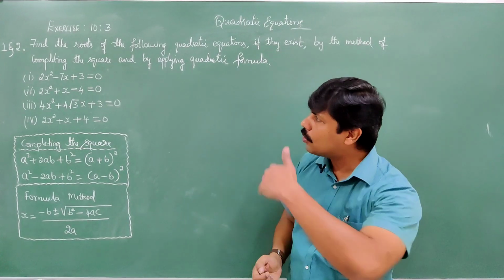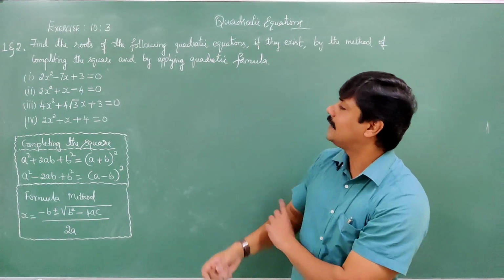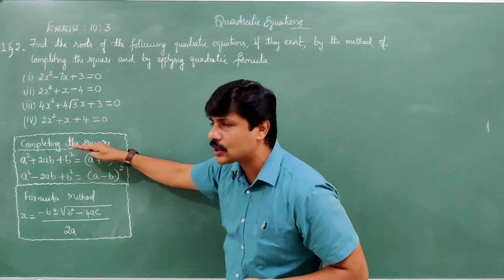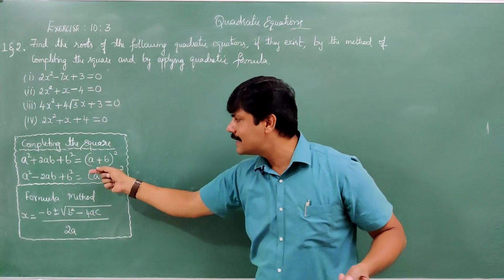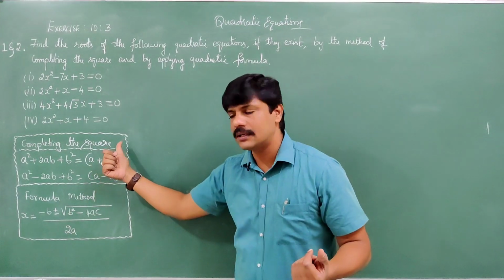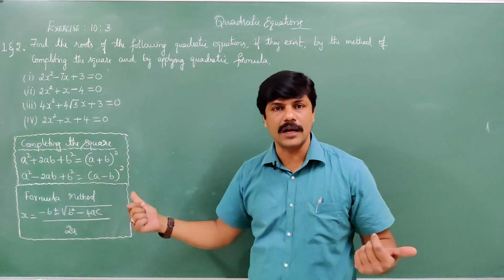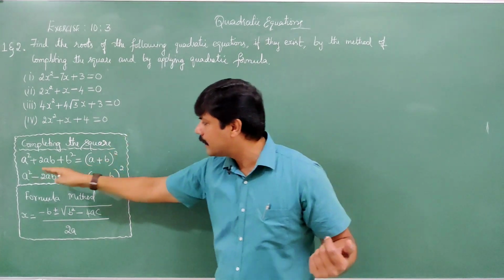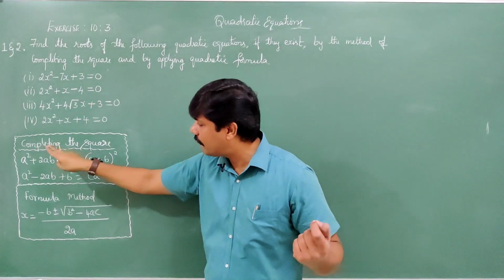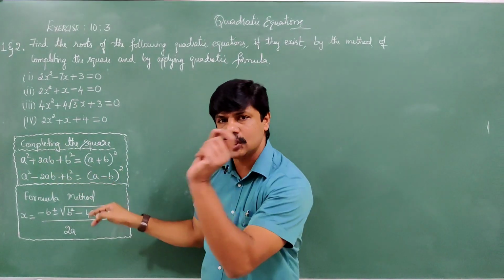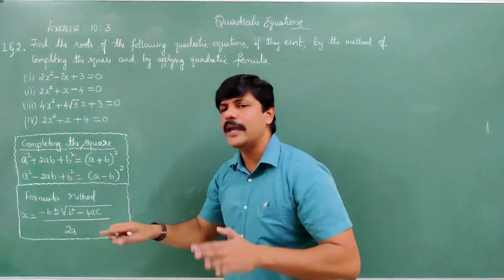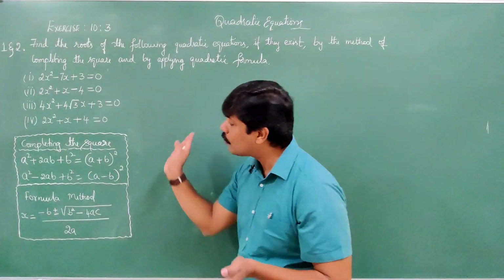So how do we derive or find the roots? By completing the square, you should know this simple basic. You know very well the a plus b whole square formula and the a minus b whole square formula. What is the a plus b whole square formula? a square plus 2ab plus b square. If a square plus 2ab plus b square is found, then you can make it a square, that is a plus b whole square. So you have to complete that.